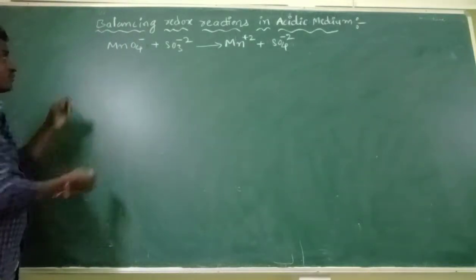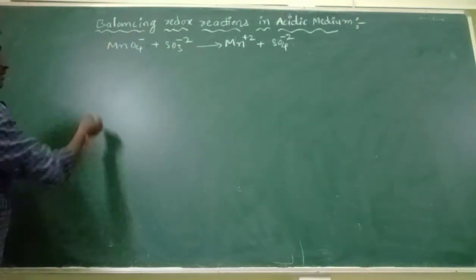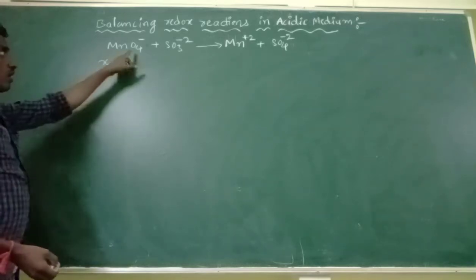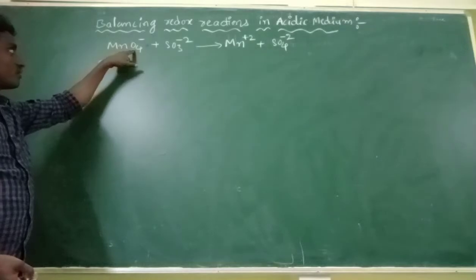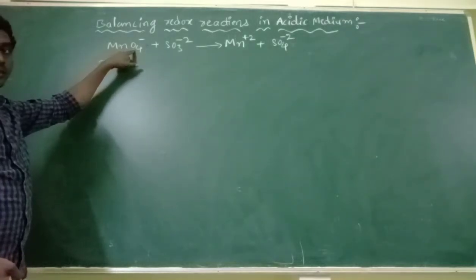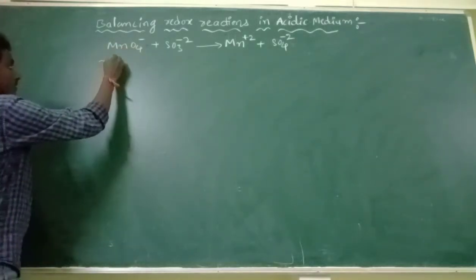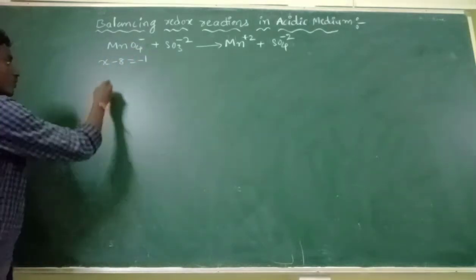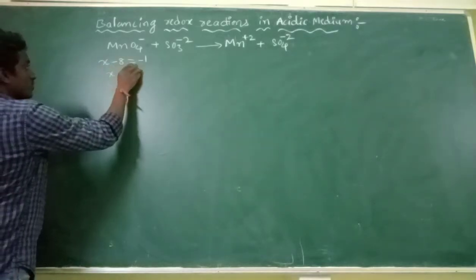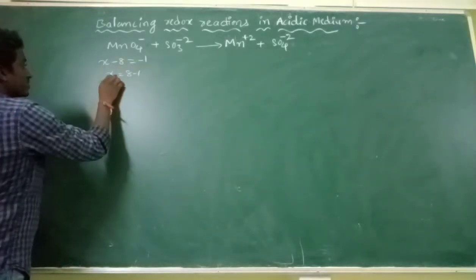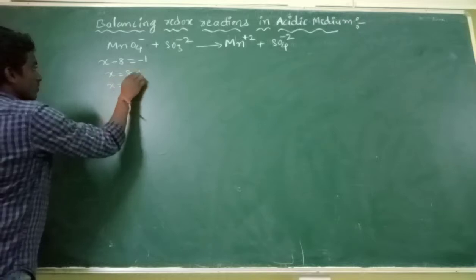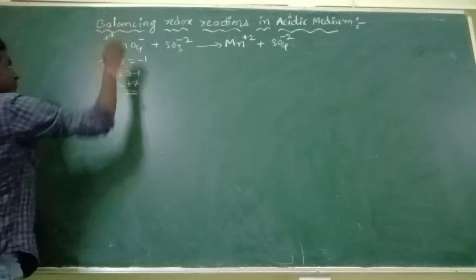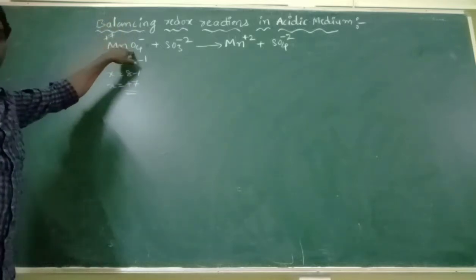So we have to find out the oxidation number of manganese. It is taken as X. Oxygen oxidation number is -2. 4 oxygens are present, so -8. The charge is equal to -1. Now X equals 8 minus 1. X is equal to +7. +7 is the oxidation state of manganese in this MnO4 minus ion.